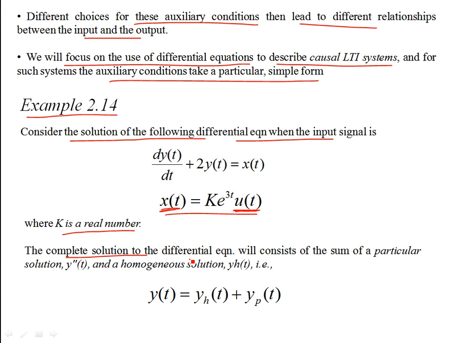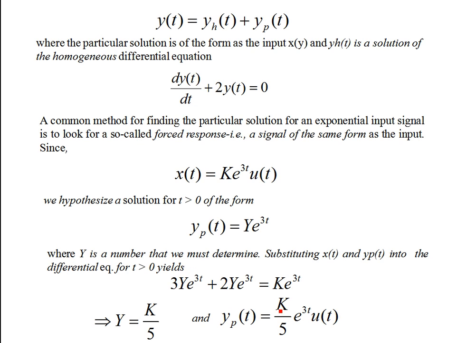The complete solution to the differential equation will consist of the sum of a particular solution, let's call this y_p(t), and a homogeneous solution y_h(t). So the complete solution can be bifurcated into two parts: there is a homogeneous solution and a particular solution. The particular solution is of the same form as the input x(t), and the homogeneous solution is the solution of the homogeneous differential equation. So the homogeneous solution is the solution to the differential equation when the input is 0.